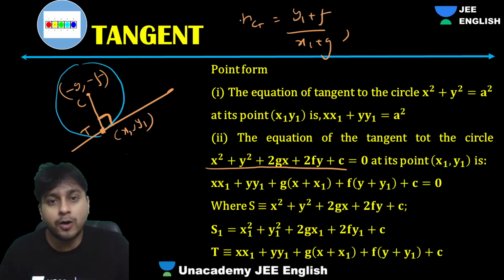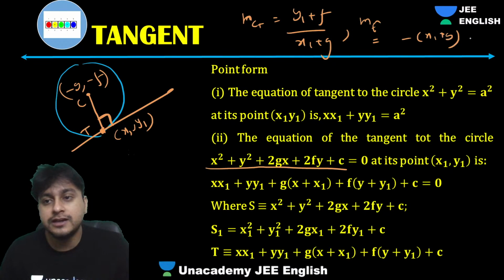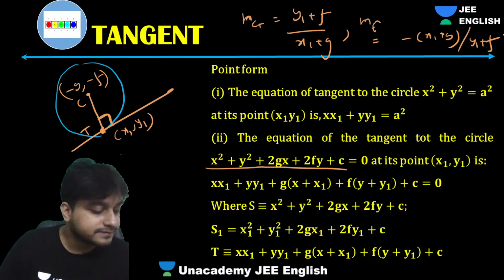So what will be the slope of our tangent? Slope of our tangent will be what? Minus (x1 + g) divided by what? (y1 + f). Right or not?